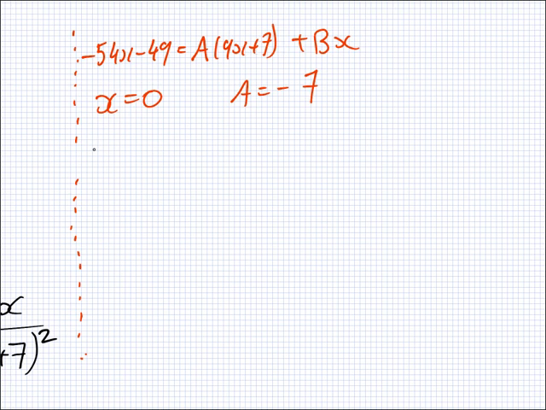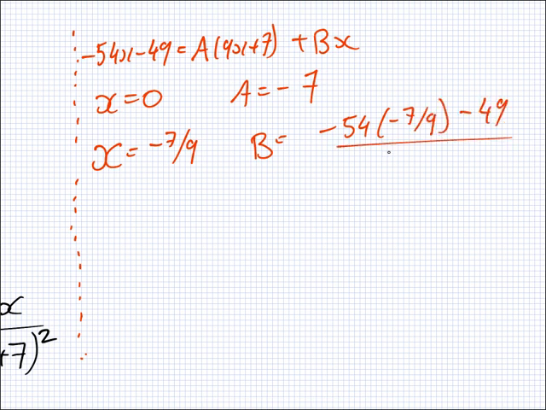Okay, and what would be a nice way to get b? I could put x equals minus 7 over 9. So that term goes, and then b would be whatever, minus 54 times minus 7 over 9 minus 49 over minus 7 over 9. Yeah? 9 goes into that 6 times, 42. 42 minus 7. 7's cancel. Is it 9? 6.